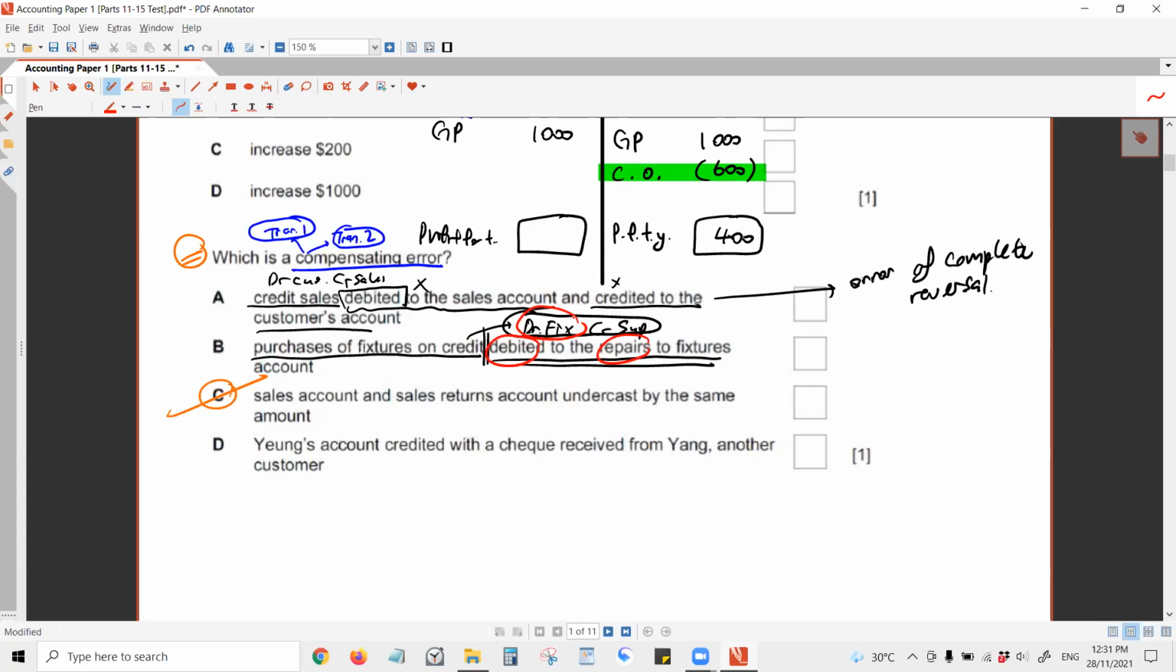So repairs is an expense, right? Repairs is an expense. Fixture is an NCA. Both the wrong and correct account belong to different categories of items. One is expense, another is NCA. Yeah, Ishin, correct. Anybody else you want to try? What is the name of this error? Yeah, I give you 20 seconds. Okay, those who want to try, you type your answer. Name of the error B. Good, Kelly. Error of principle. Okay, error of principle.